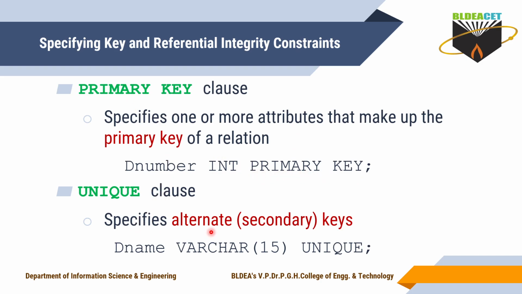One more alternative to specify a key is the secondary key, the unique key. Primary key is always unique, and the alternative secondary key is almost unique. For example, department name as an attribute with varchar as the data type of length 15 and UNIQUE. Unique means it is almost unique here. These are the two keys you can specify in SQL, and this is the format you have to use to specify these key constraints.